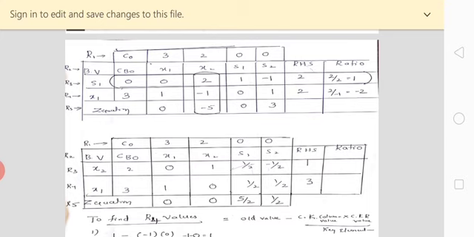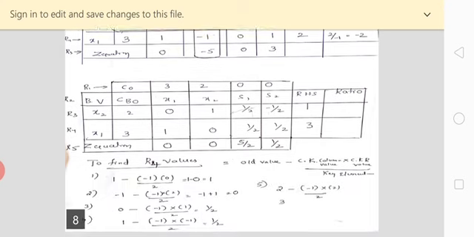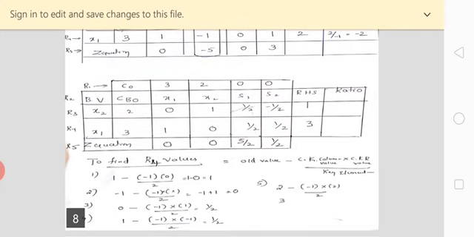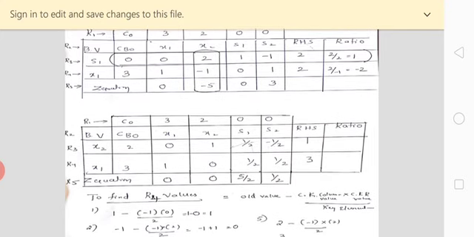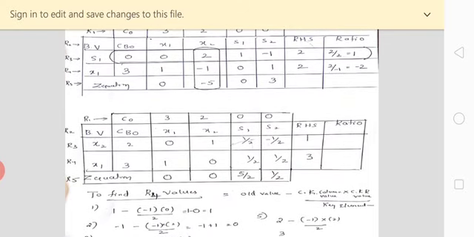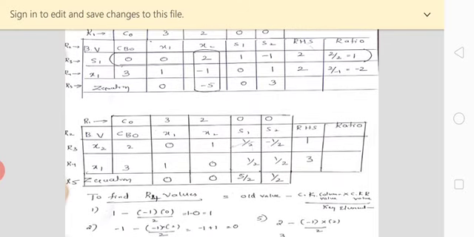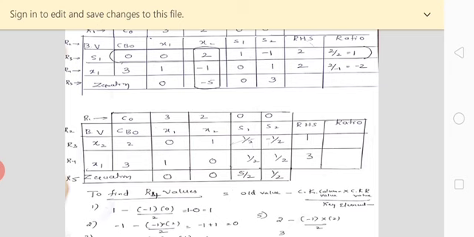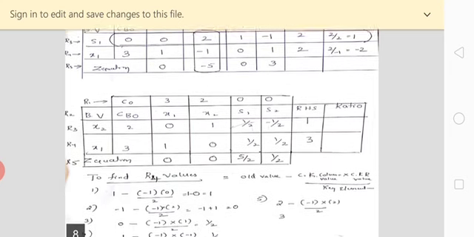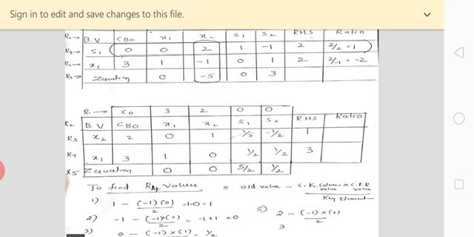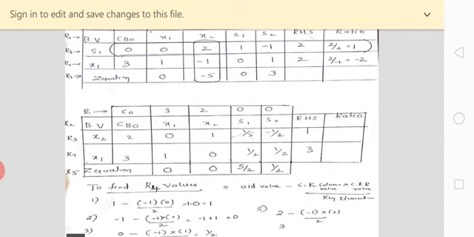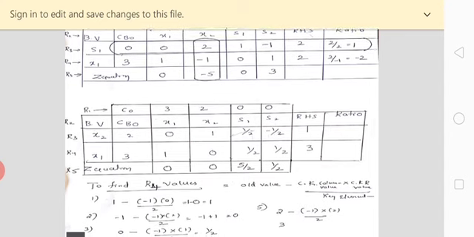Now for R4, the values need to be calculated. Again, the same formula I told: old value minus corresponding key column value into corresponding key row value, divided by the key element. My key element is 2 now. What is my old value? Just observe the table: my R4 under x1, that is my old value, 1, minus the corresponding key column. What is the corresponding key column? Minus 1. The key column is common for all the values in R4. Minus 1 into the corresponding key row above. What is the row above? It is 2, divided by 2.